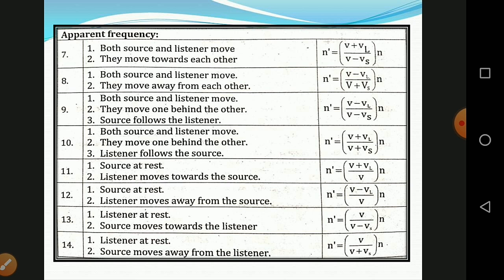When the source is at rest, vs is equal to 0, and the listener moves away from the source, moving from left to right, that means a negative sign. So n dash is equal to v minus vl divided by v, into n.